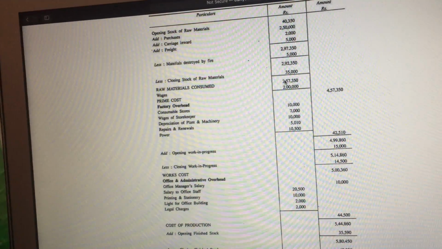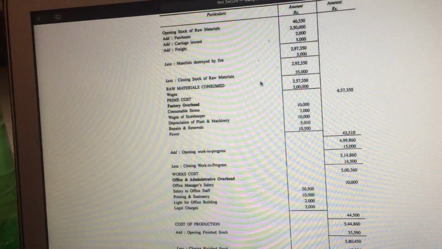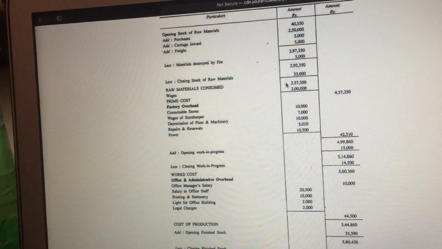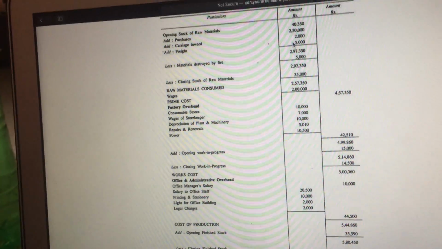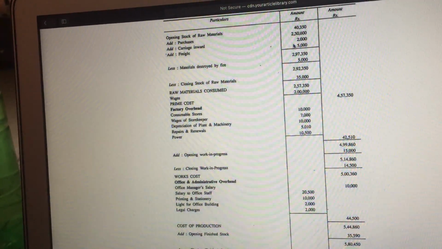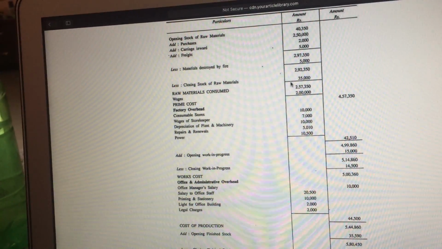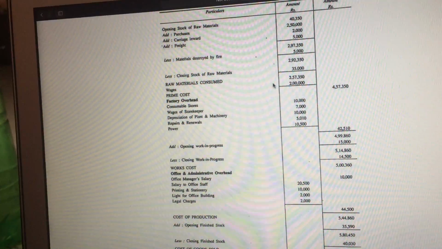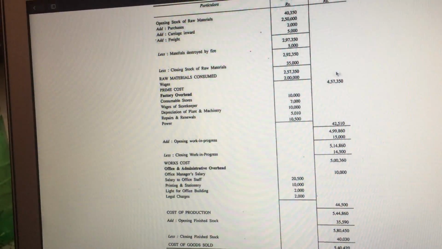Meaning, in some questions we see the direct figure of direct raw material consumed, and then we write it directly. But if many adjustments and different components are given, then we add all the expenses related to the material and subtract all the losses to arrive at direct material consumed. And now comes the wages part, which is already given. We got the prime cost.